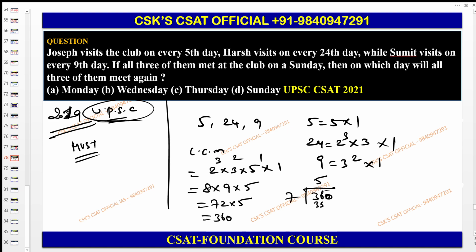5 times 35 is 350, then 1 time 7 is 7. So 3 extra days will be there. Therefore, Sunday plus 3 extra days, 3 odd days.